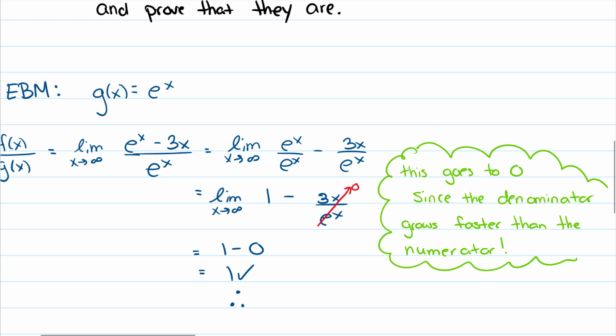So since we got that the limit as x approaches infinity equals 1 when you divide f of x by g of x, then g of x equals e to the x is a right end behavior model.